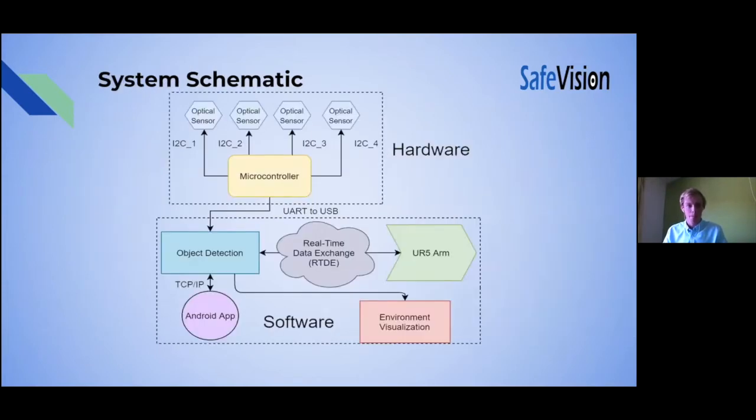Here we have our overall system schematic for the project. It's divided into two main parts, the hardware and the software, with the hardware focused on the microcontroller getting the data from the optical distance sensor and sending it to our software system through UART, where the software is focused on the object detection. It communicates with our Universal Robots arm through the Real-Time Data Exchange protocol to get the arm data and determine whether to stop the arm or not, depending on the arm data and the sensor data.